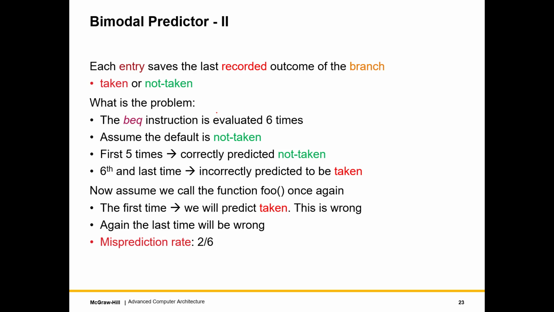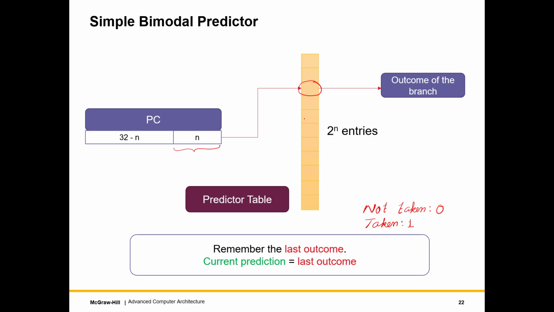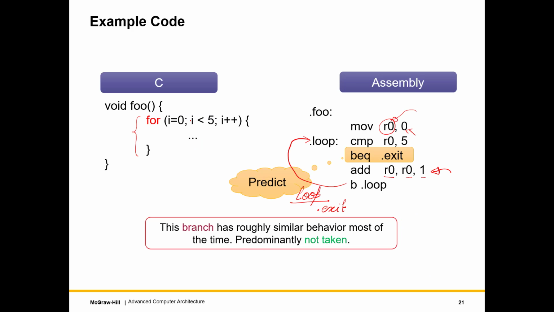So what we see is that the BEQ instruction is evaluated 6 times. So let us go back. So here if we see this iteration, it actually runs 5 times, and the 6th time we actually find out that we have reached the end of the for loop. So this statement is evaluated 6 times, 5 times for a genuine iteration and the 6th time to exit the for loop.